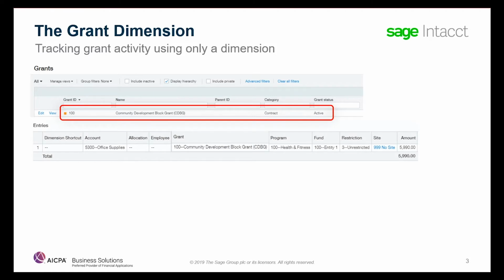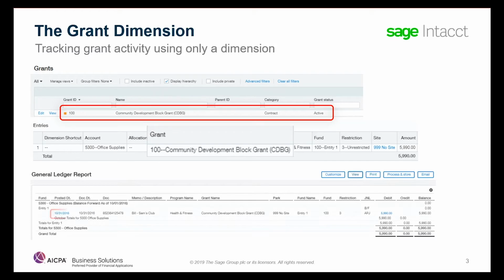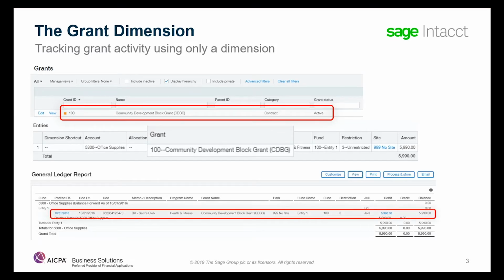With this method of tracking, you simply add the grant dimension at the line level of transactions that relate to your grant. Then, when you want reimbursement, you drive the process through reporting, which will provide both the backup detail as well as the amounts needed for a reimbursement request.